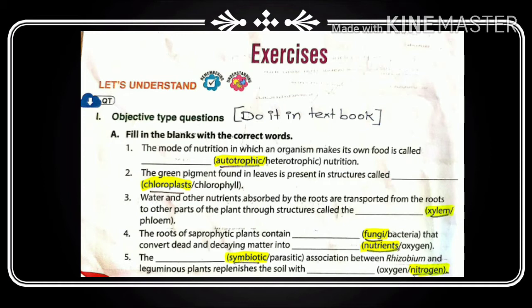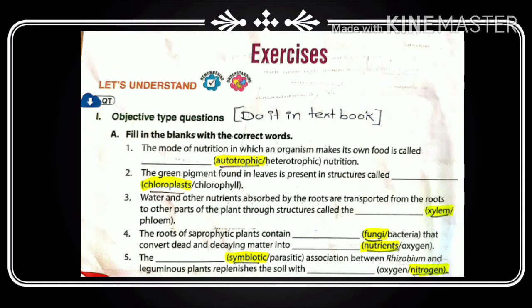The first is, the mode of nutrition in which an organism makes its own food is called, what does it called? Yes, it is autotrophic nutrition. Then second is, the green pigment found in leaves is present in structure called. So here 2 options are there, chloroplast and chlorophyll. Now chlorophyll itself is a green pigment, so definitely answer would be chloroplast.